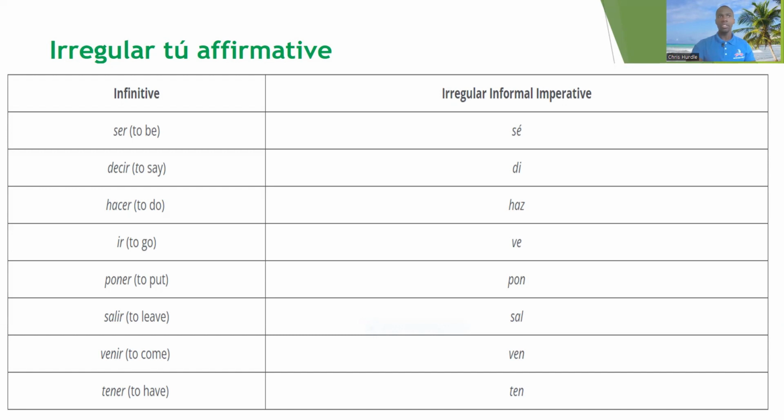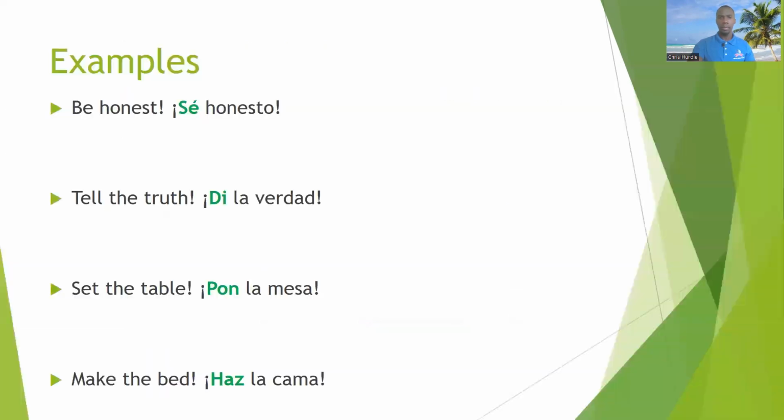But generally, to conjugate the verb according to the tú form, we simply use the third person singular present tense conjugation of the verb. All right. Let's look at some examples of the irregulars. Sé honesto, di la verdad, pon la mesa, and haz la cama.